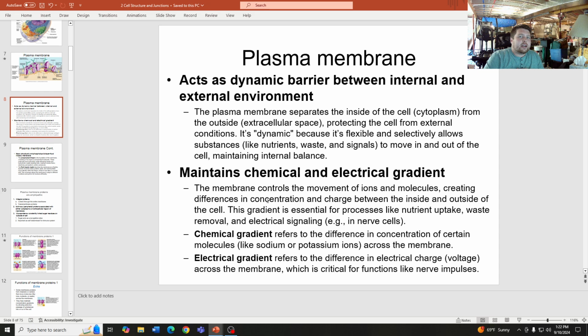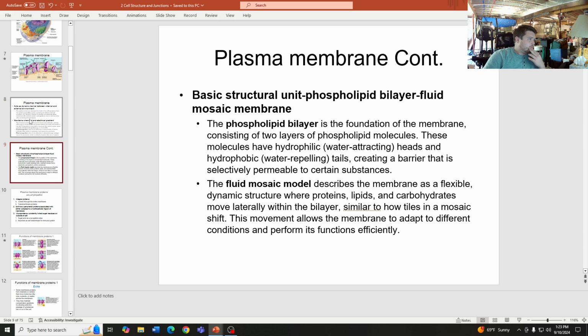As well as electrical gradient, we need specific charges, electrical charges or voltage, on either side of the cells in order to make sure that everything is working appropriately. Part of this, I think, is that the inside of the cell is typically negative. It's overall negative because most of our amino acids, our proteins, tend to be negative, and we have a lot more proteins inside of our cells than we do just outside hanging out.